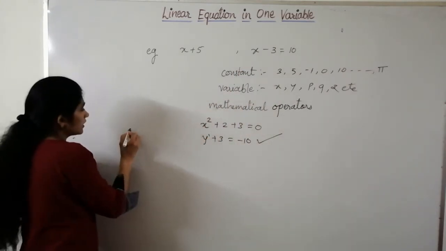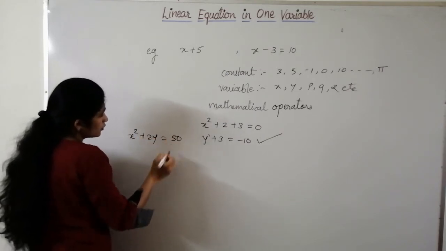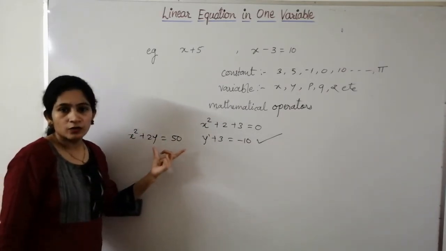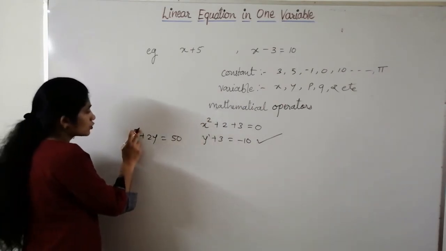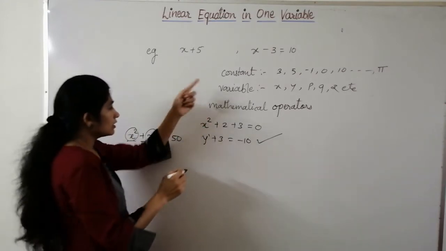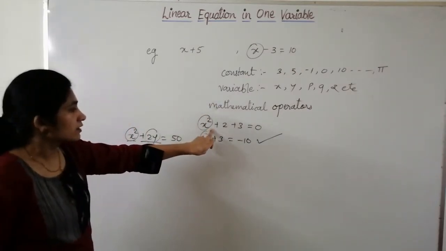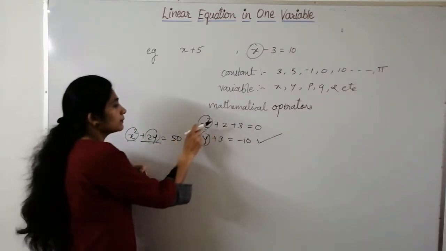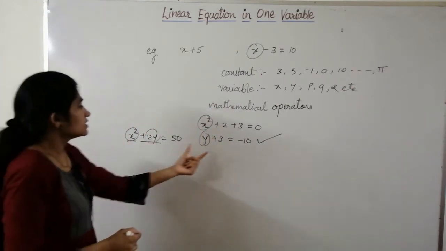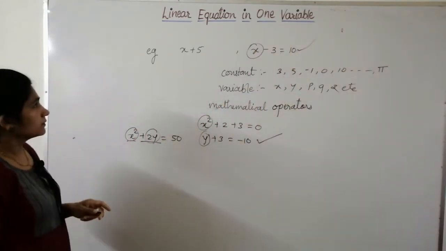Okay, if you take an equation like x square plus 2y is equals to 15, this is neither a linear equation nor an equation in one variable because in this the highest power is 2 and there are two variables x and y. Whereas in all these equations there is only one variable. Okay, but in this equation there is one variable but the power is not 1. Therefore this is not a linear equation of one variable. This is a linear equation of one variable. Again this is also linear equation of one variable.